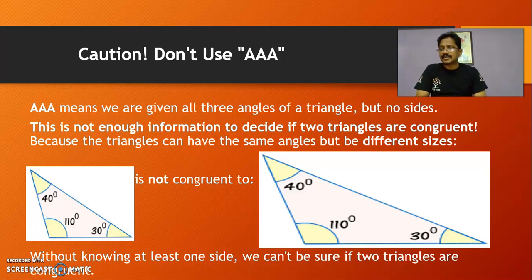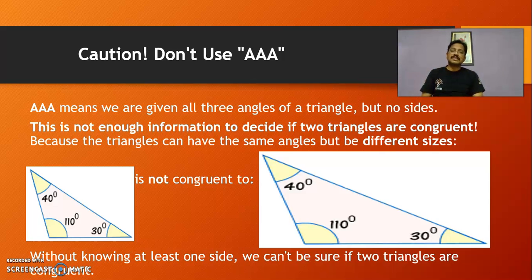Okay, so a very important caution for viewers: don't use angle, angle, angle. Angle, angle, angle means we are given all three angles of a triangle but no sides. This is not enough information to decide if two triangles are congruent, because the triangles can have the same angles but be different sizes. Just observe it. Here the angles are 40, 110, 30, and here also 40, 110, 30. So these are equiangular triangles. They have the same shape, but the sizes are different.